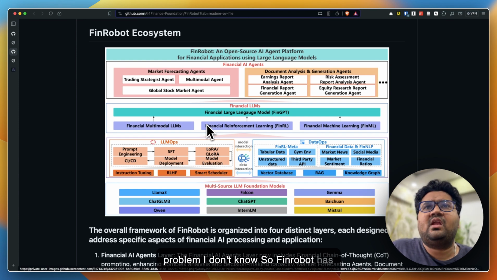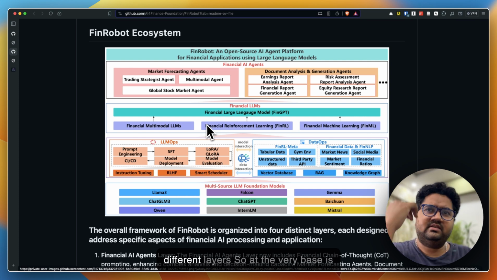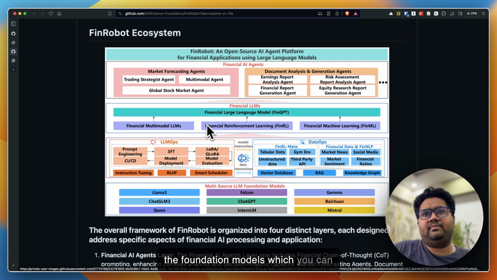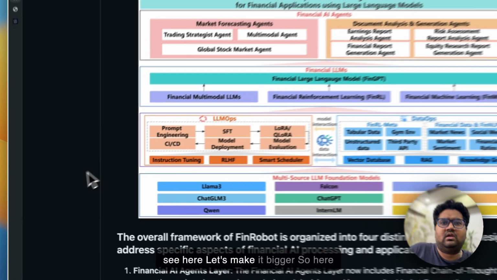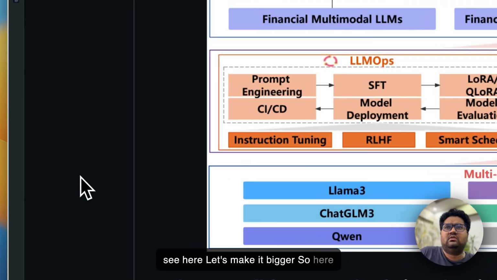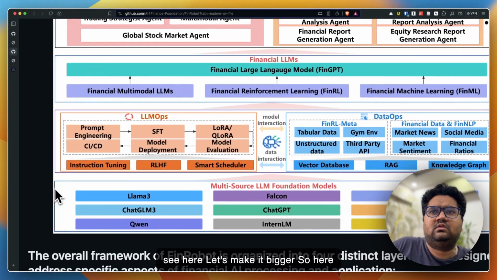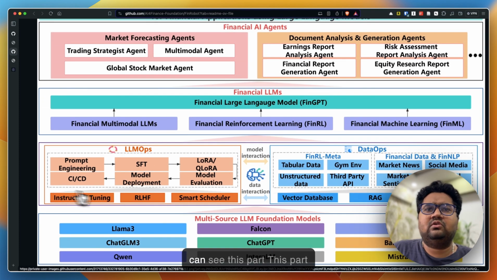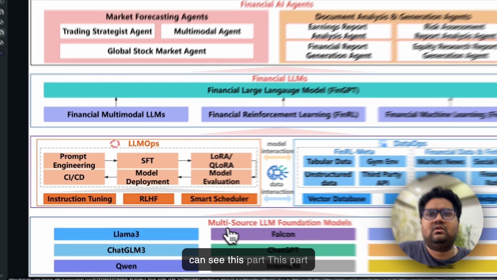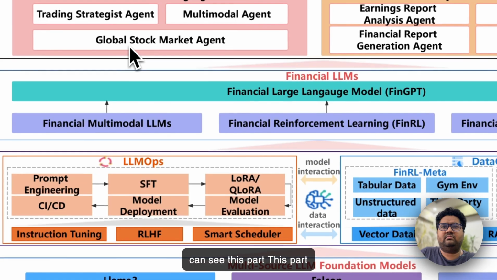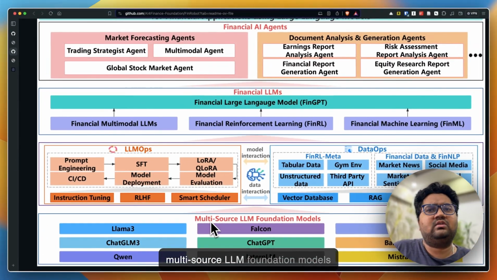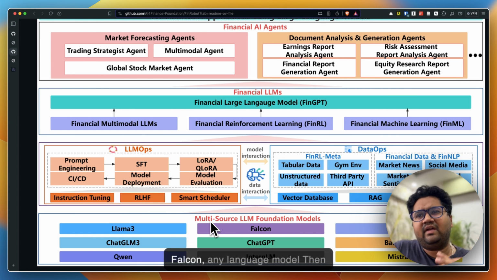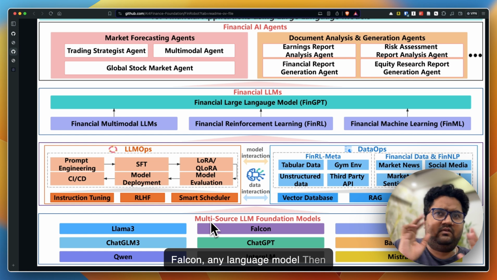I don't know. But so FIN-robot has different layers. So at the very base are the foundation models जो आप यहाँ पे देख पा रहे होंगे. Let's इसको थोड़ा और बड़ा कर लेते हैं. हाँ ठीक है, पूरा स्क्रीन में भर के. तो यहाँ पे आप देख पा रहे होंगे this part, multi-source LLM foundation models, which are Llama हो गया, ChatGPT हो गया, Falcon हो गया, any language model.